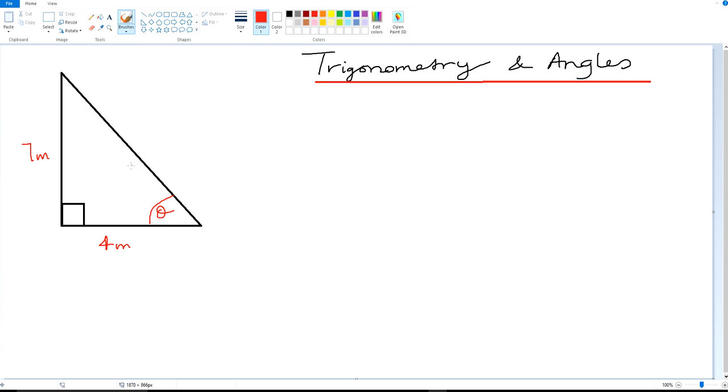Okay, welcome back. We're looking at trigonometry and the angle questions this time. So we have our right angle triangle. Remember, trigonometry in the SOHCAHTOA is for right angle triangles only, and that is indicated by this square in the corner. This tells us that this triangle is a right angle triangle.